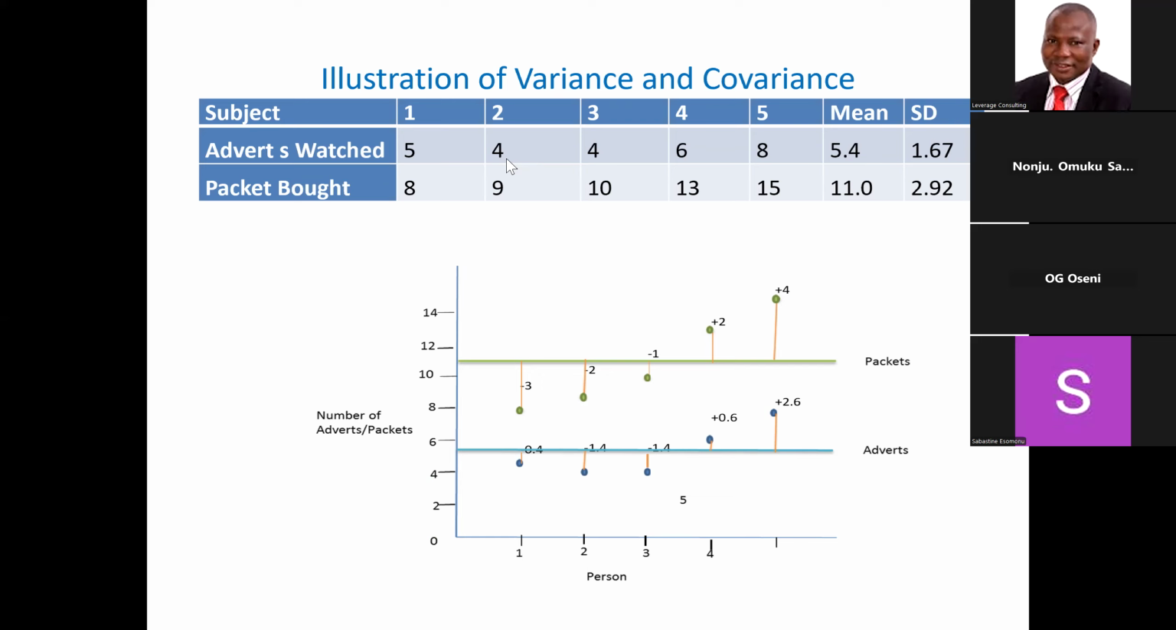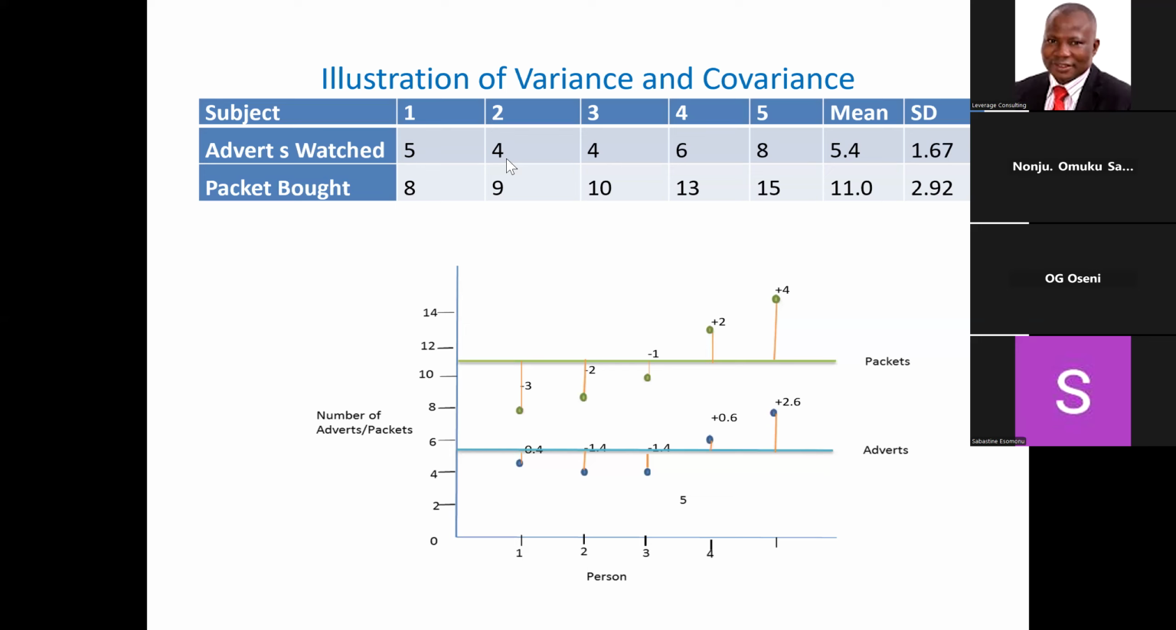Look at the number of adverts watched by them: 5, 4, 4, 6, 8. The mean number of adverts was 5.4, and the standard deviation is 1.67. The number of packets bought: 8, 9, 10, 13, 15. The mean is 11, and the standard deviation is 2.92. Now, if you are to show it graphically, we put both of them on the same graph, each person on the points 1, 2, 3, 4, 5.